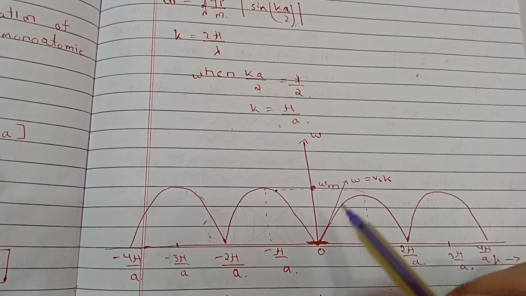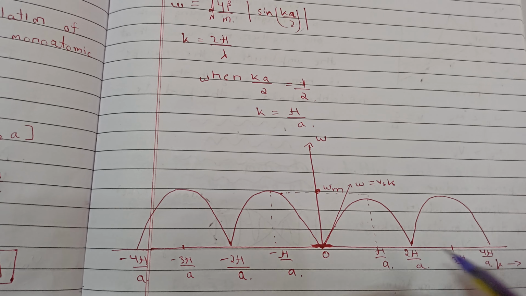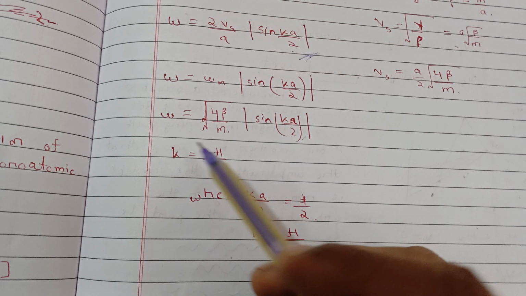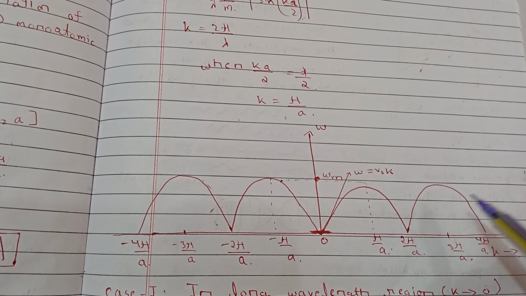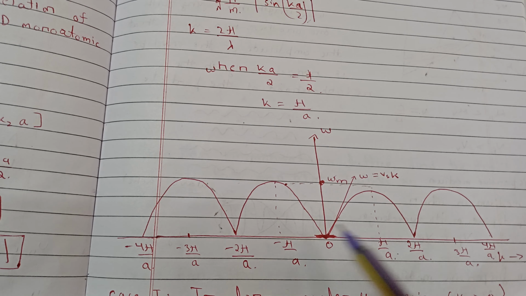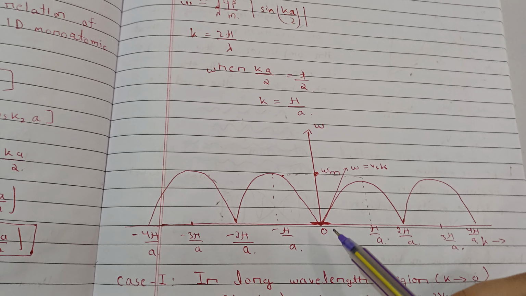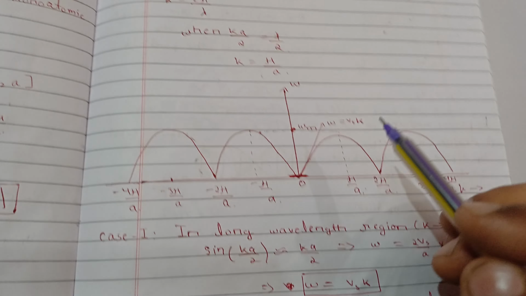Don't see this line yet, just see this curve. This curve will come like this from this equation, with maximum value at pi by a and minus pi by a, and minimum at 0. So just remember this. Now we'll move forward.